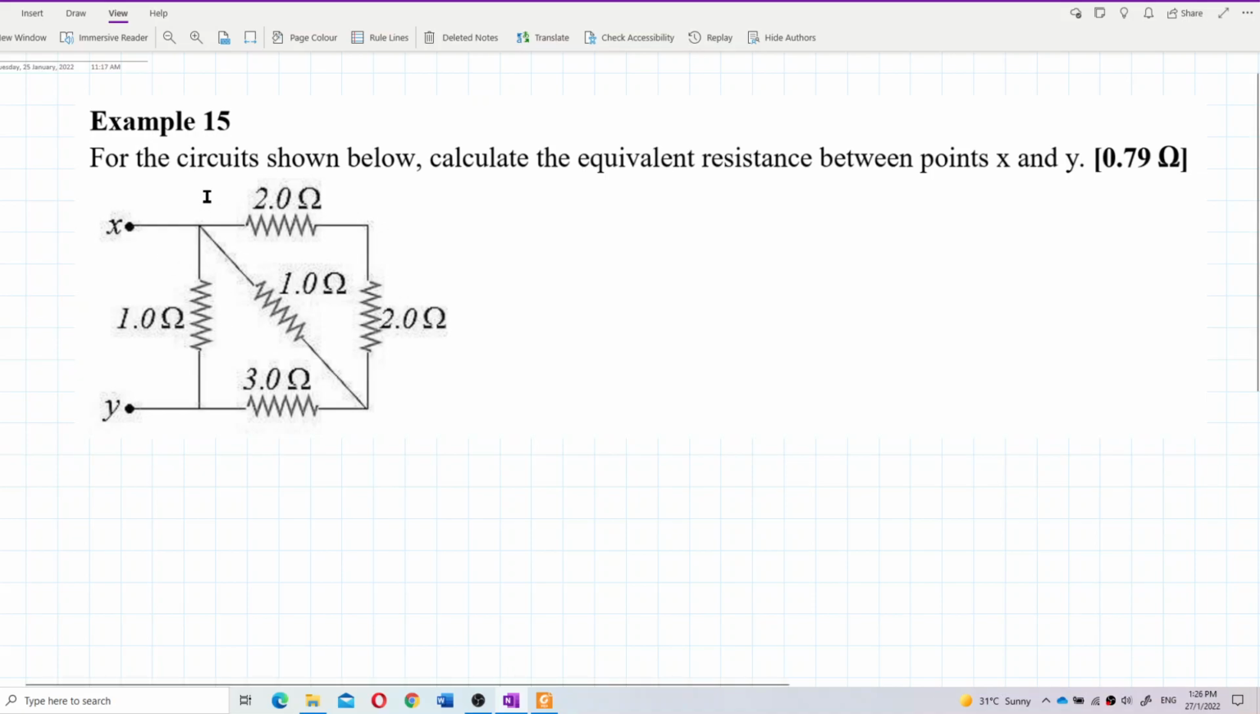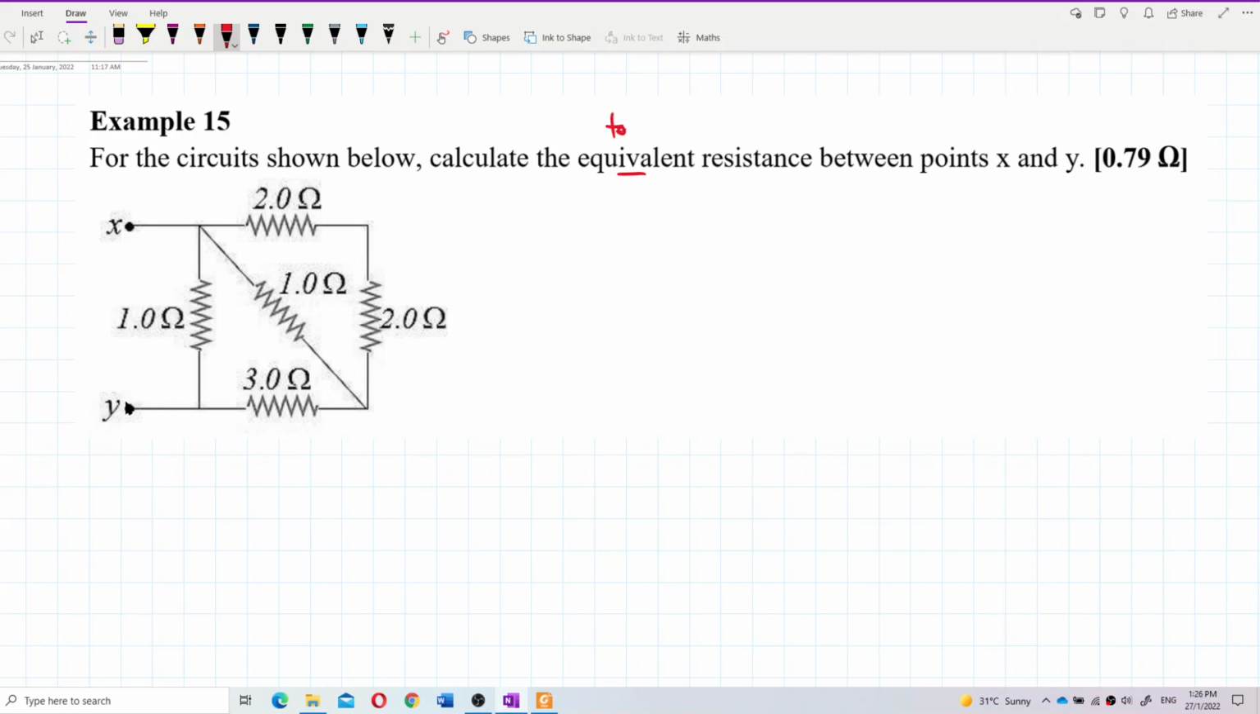Okay, for the circuits shown below, calculate the equivalent resistance between points X and Y. Find the equivalent or total resistance between X and Y. Equivalent means total. So I want to find the R total between X and Y.